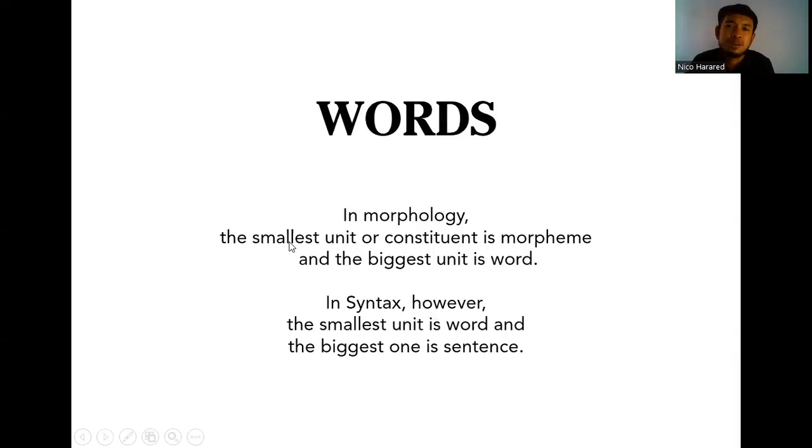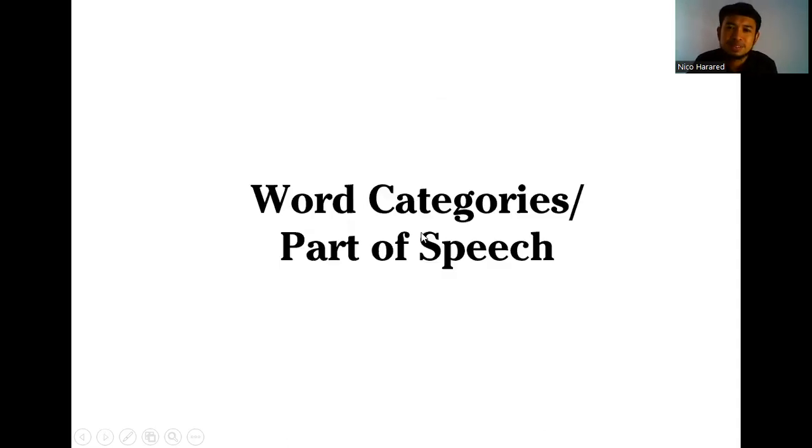So when we talk about words in English: in morphology, the smallest unit or constituent is a morpheme, and the biggest unit is a word. But in syntax, however, the smallest unit is a word and the biggest one is a sentence. So you could identify the differences between morphology and syntax. In morphology the smallest one is a morpheme and the biggest one is a word, but in syntax the smallest one is a word and the biggest one is a sentence. So this is the hierarchy.